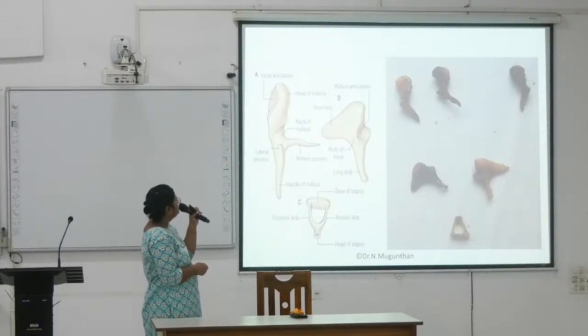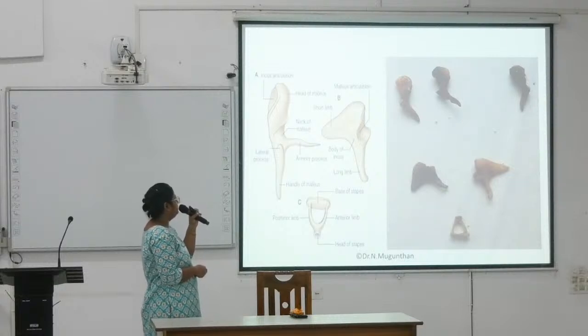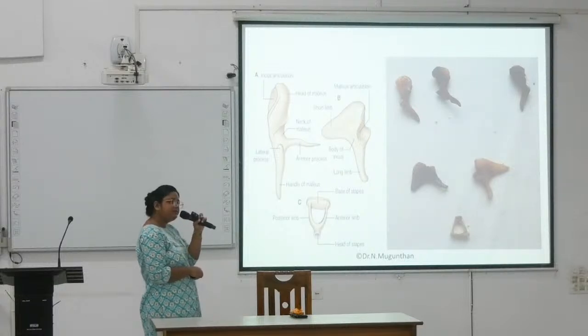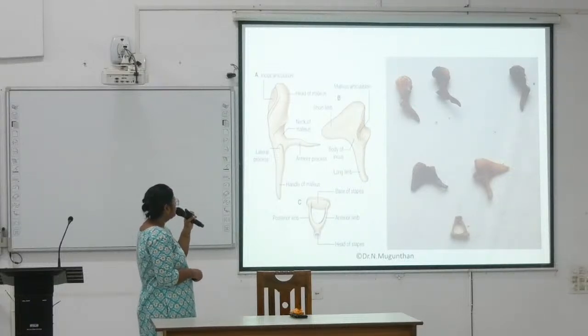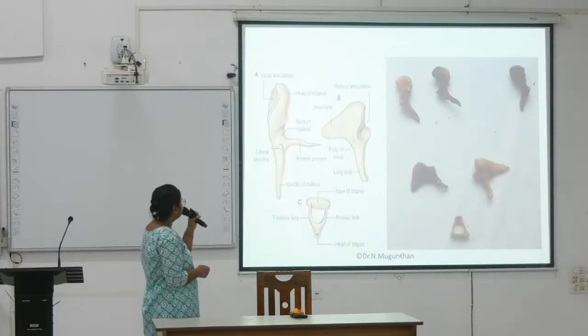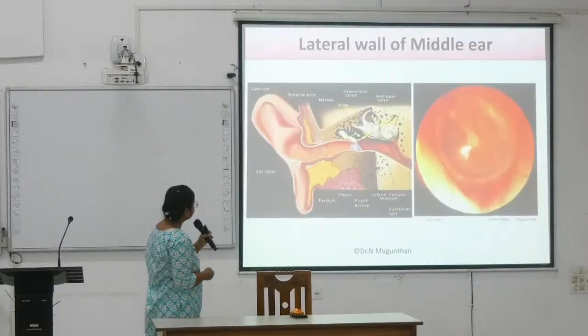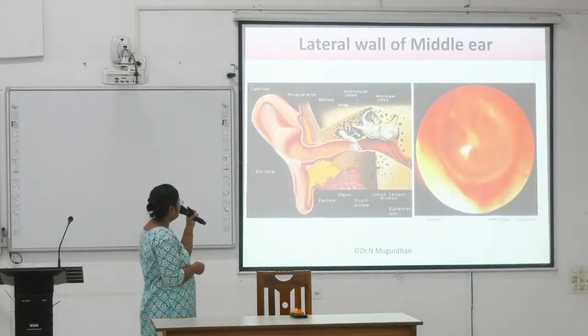This is the articular facet where the incus articulates with the malleus. The incus also has a long limb and a short limb, and the long limb is attached to the head of the stapes. The stapes has a head, two limbs, and a footplate or base. The footplate is covering the oval window. So these are the three ear ossicles lying within the middle ear. See here, malleus, incus, and stapes.